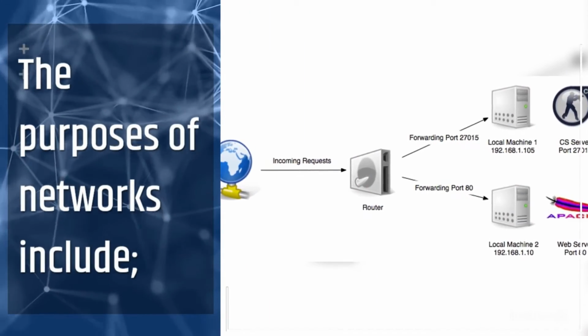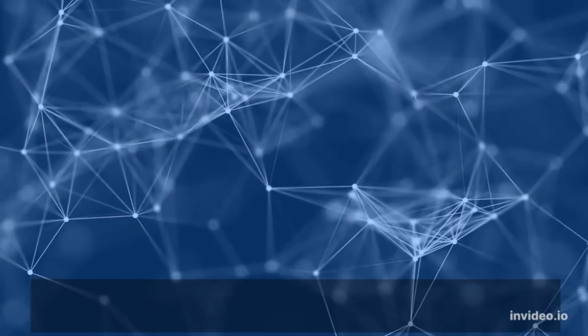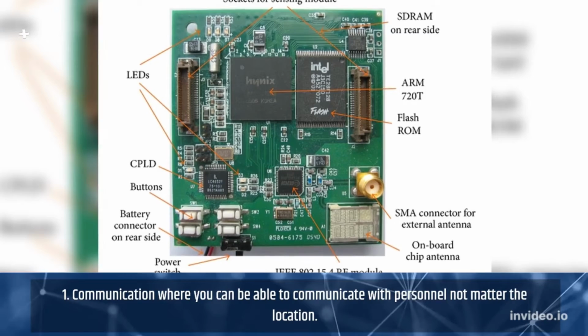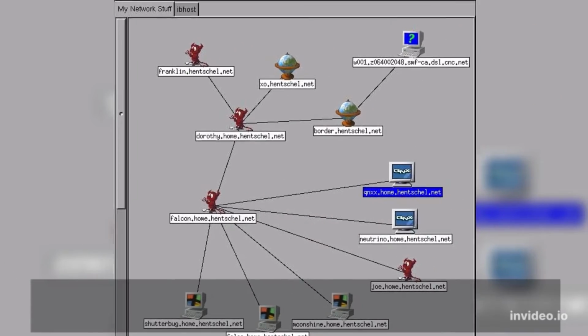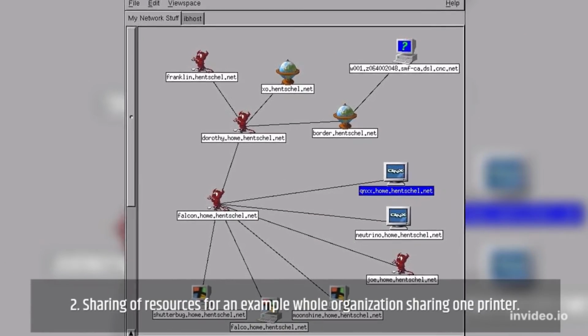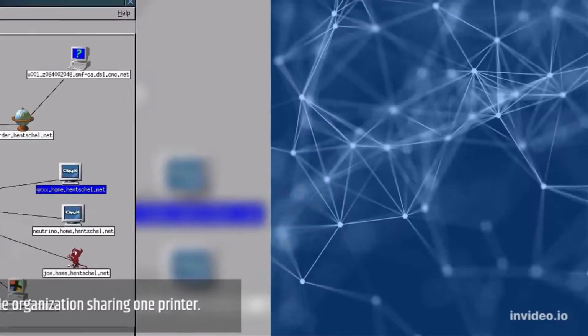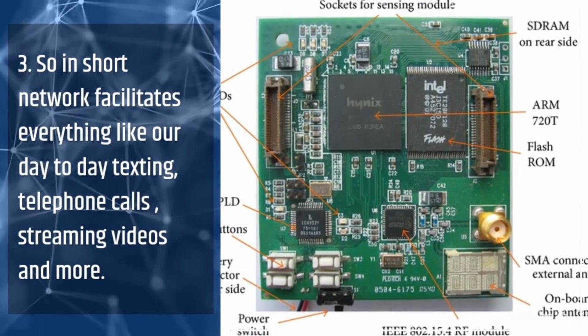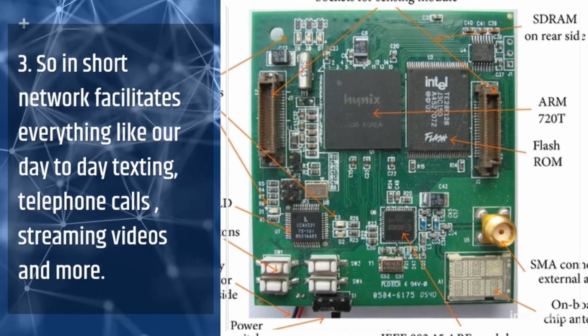The purposes of networks include: 1. Communication, where you can communicate with personnel no matter the location. 2. Sharing of resources, for example, a whole organization sharing one printer. 3. So in short, a network facilitates everything like our day-to-day texting, telephone calls, streaming videos and more.